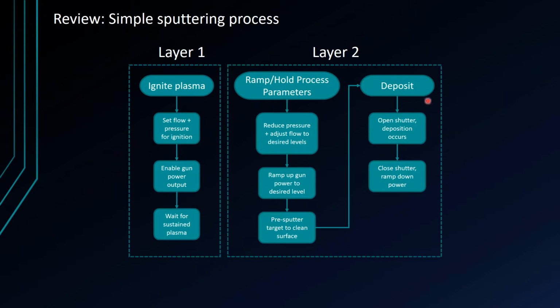After that, we're going to begin the deposition itself. We would open the shutter on the gun, and now the material flux from the target is approaching the substrate. The deposition is then occurring. Once we've deposited as much as we like, we close the shutter, ramp down the gun power, turn off all the gas flows, and then we are done.